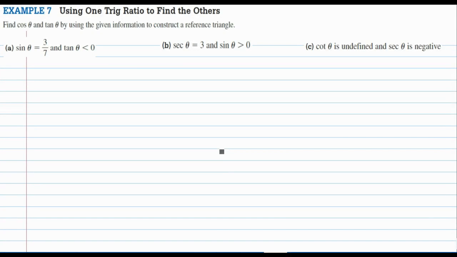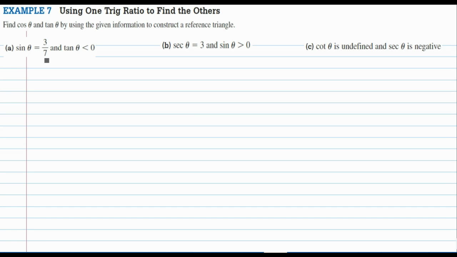This is the screencast for section 4.3, example 7, using one trig ratio to find the others. So we're going to find cosine of theta and tangent of theta by using the given information to construct a reference triangle. So far all they gave you was that the sine of theta equals 3 over 7.